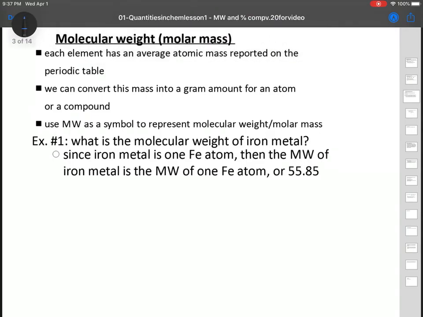Okay, sorry, I'm going to get rid of this. Molecular weight or molar mass. Each element on the periodic table has an average atomic mass based on the isotopes, which again, we talked about in the first unit. So now we are not going to use the rounded atomic mass. We are going to use the average atomic mass reported on the periodic table, because our sample is going to contain the different isotopes in the same weighted isotopic abundance that we calculated in the first unit.